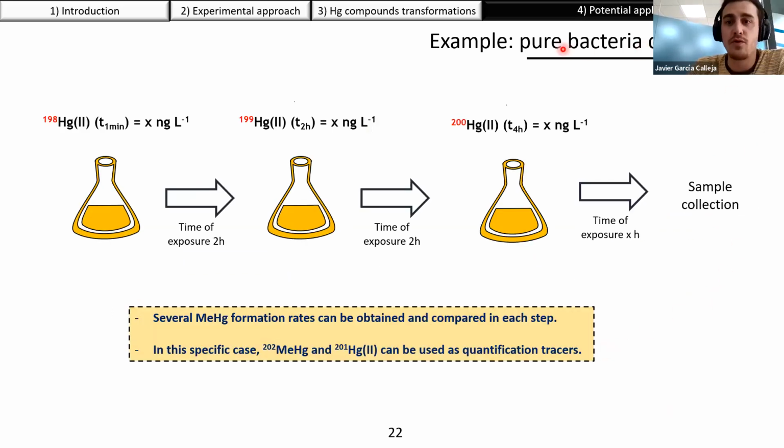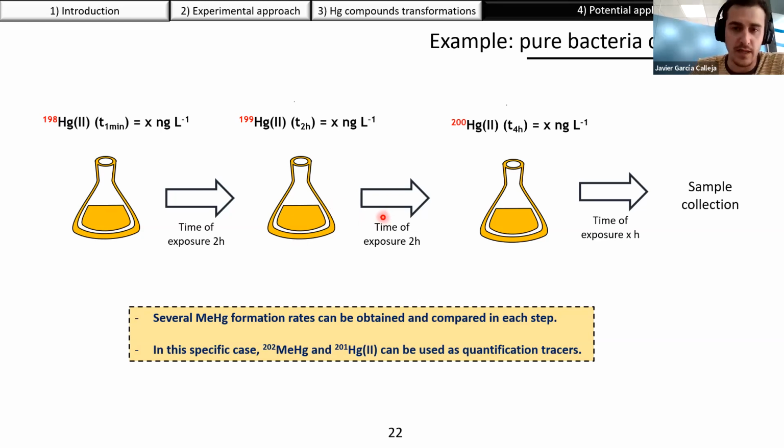Another example would be to use different isotopes. We can add a certain amount of inorganic mercury 198. After, we can add a certain amount of inorganic mercury 199, and so on. In this case, we can obtain several methyl mercury formation rates, and we can even compare this in function of the endogenous mercury background. Maybe these methyl mercury formation yields are similar, or maybe they would be different.